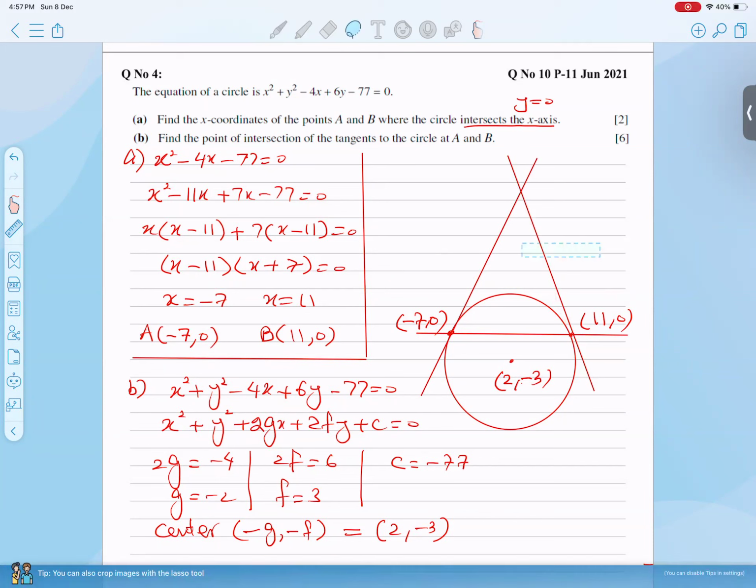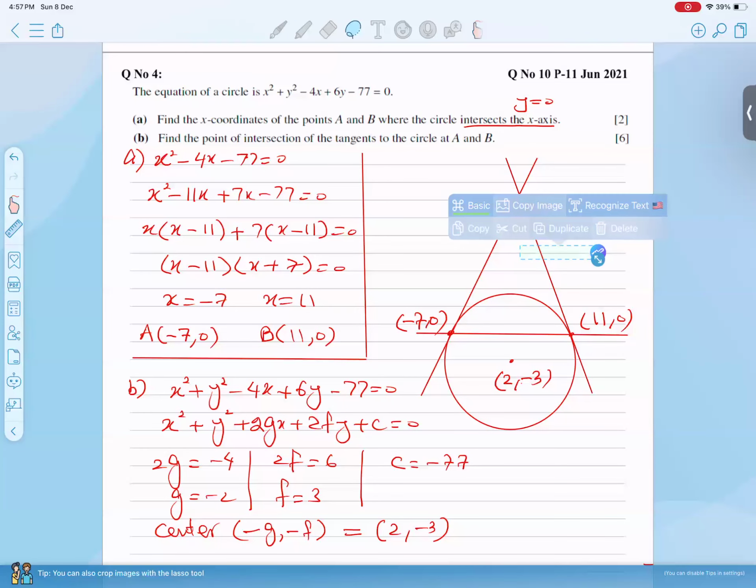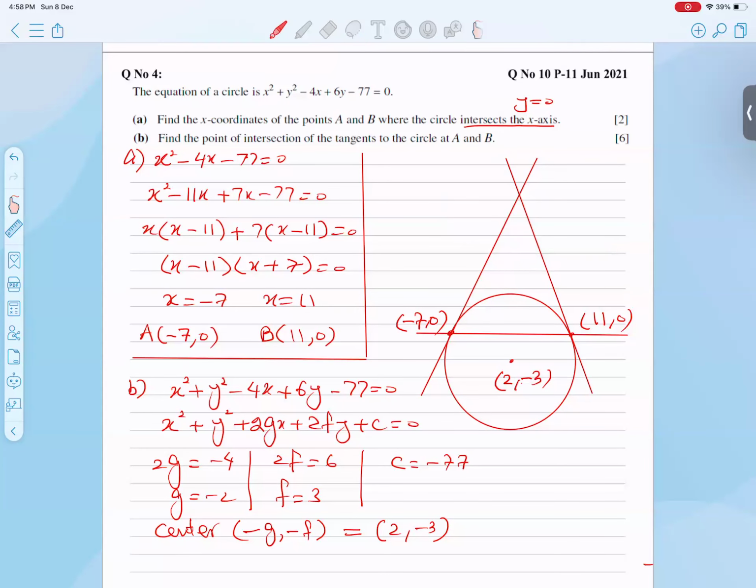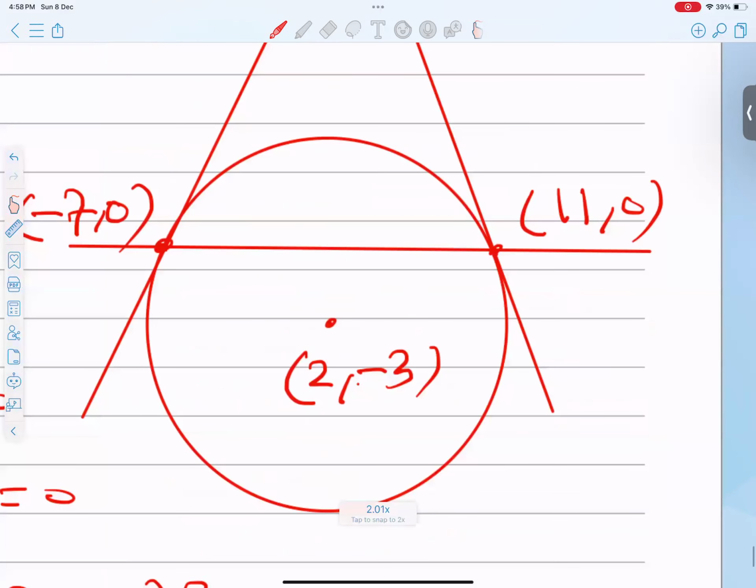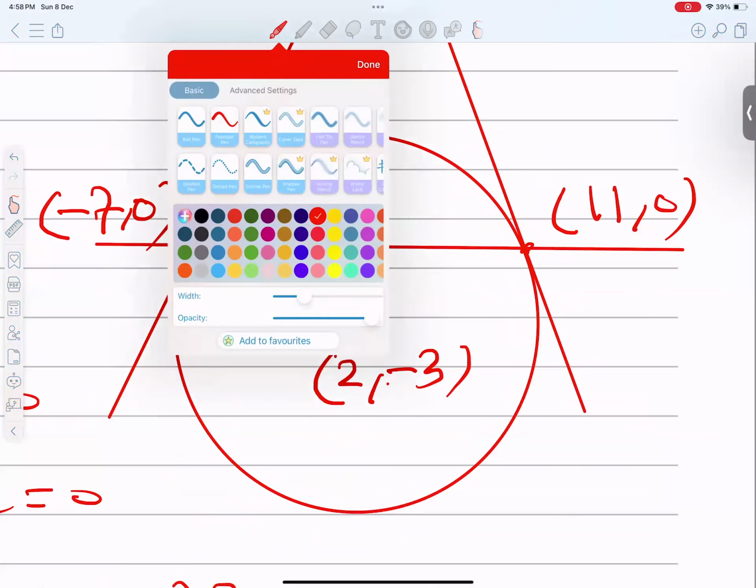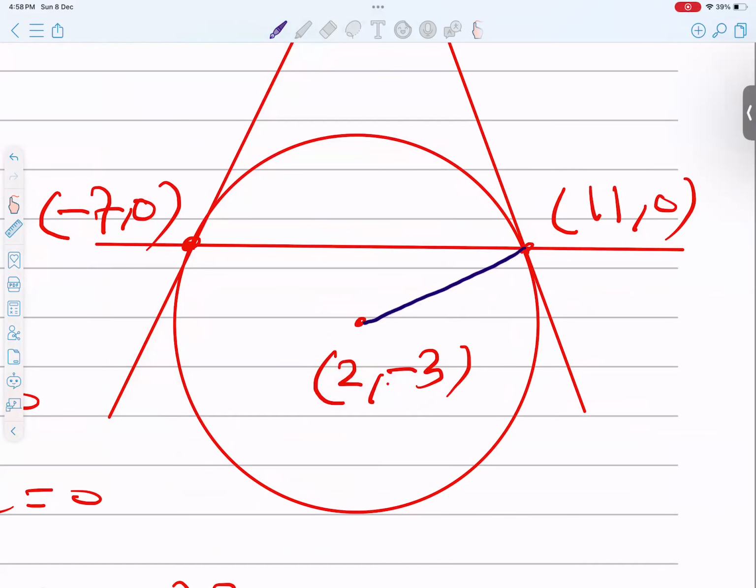And I drag slightly because it is not touching. Okay. So, students, this is very clear now. I'm going to make this a radius. Let me show you in blue color. This is called radius. This is called second radius.